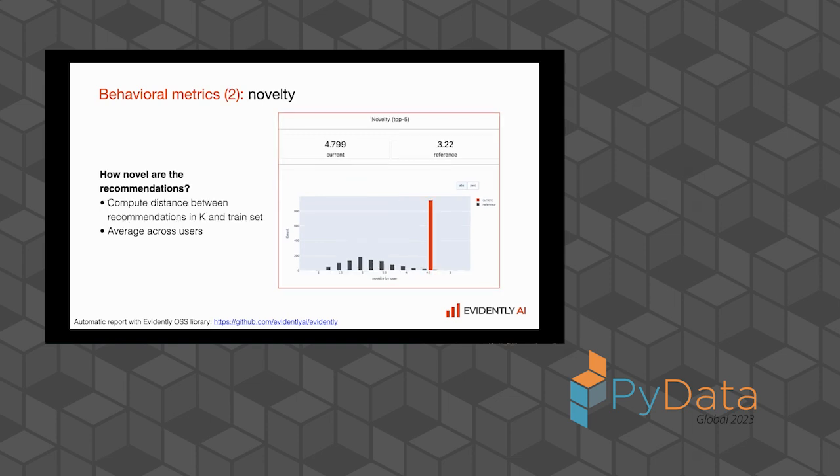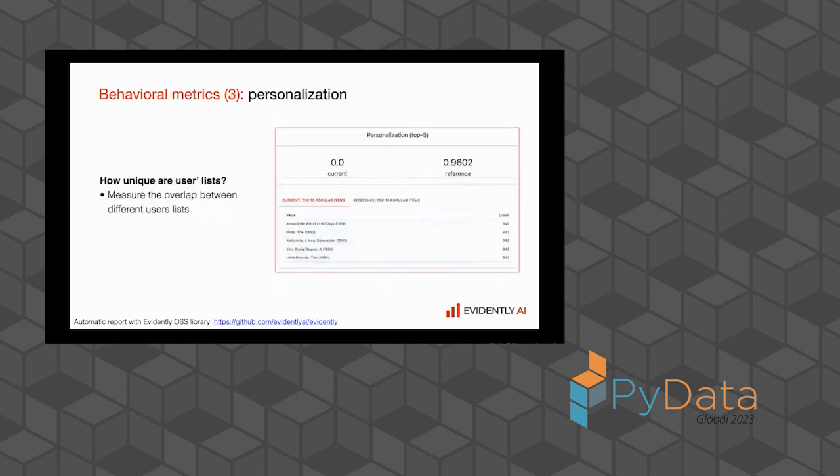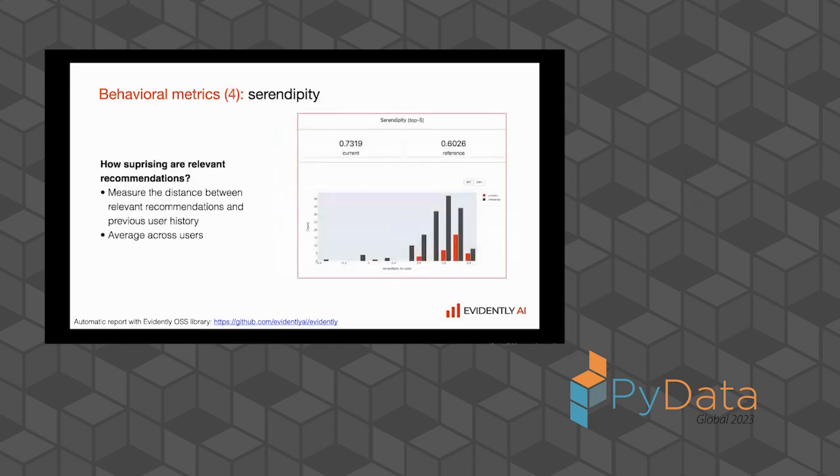So here is the diversity, then novelty, which is how novel the recommendations are compared to what the user had in the training set, or compared to the previous interactions of the user. There is personalization, so we can measure the overlap between the different users' recommendation lists. There is also serendipity, so if you know that your users prefer to have some surprising recommendations and you don't want to recommend the second Harry Potter to the users who already saw the first Harry Potter, then serendipity is your metric to make sure you do not do that.